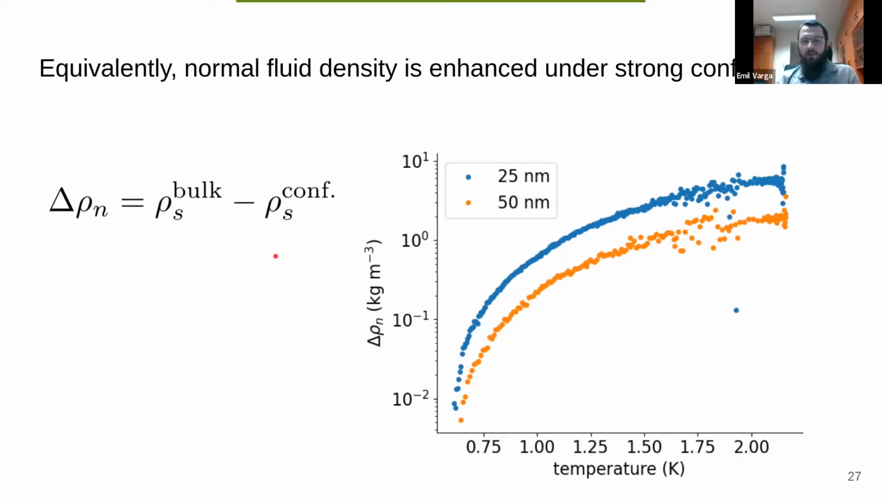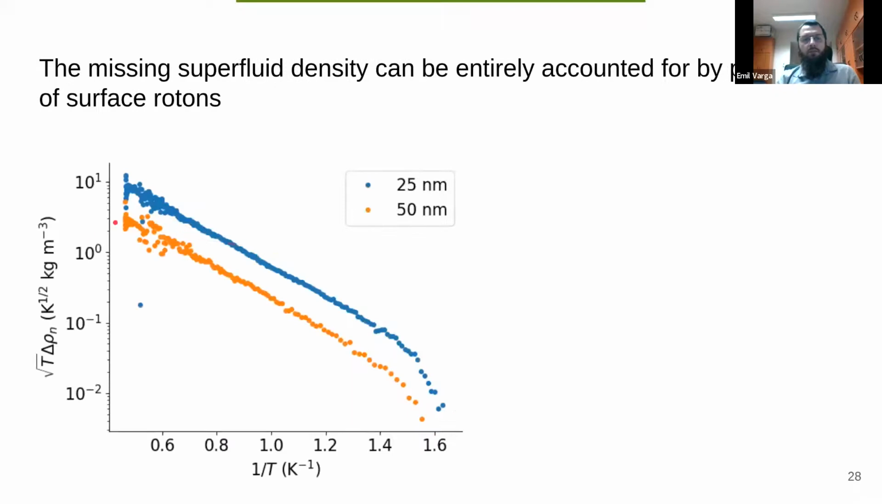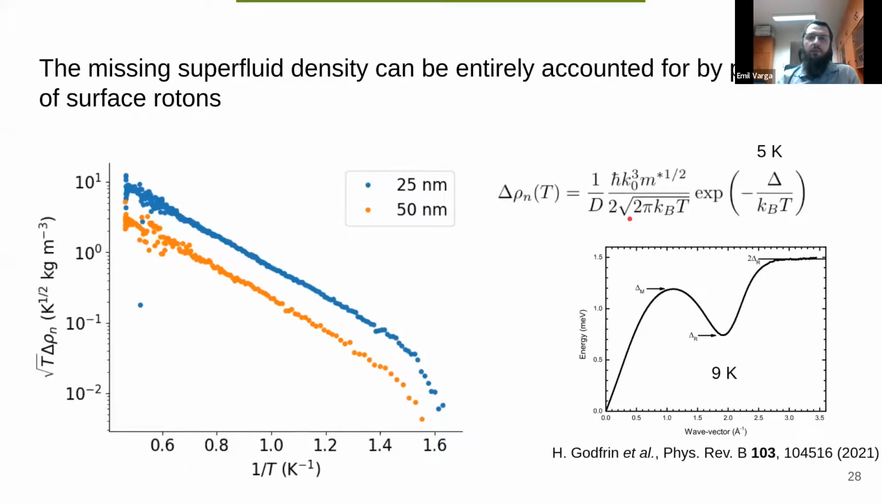Now, I'm going to plot this in a slightly different way, where the excess normal fluid, slightly rescaled by root temperature, is plotted on a logarithmic axis as a function of inverse temperature. This shows a beautiful exponential behavior, which can be entirely accounted for by an expression of this type, where this expression gives a contribution to the normal fluid density from the roton part of the quasi-particle excitation spectrum in helium.